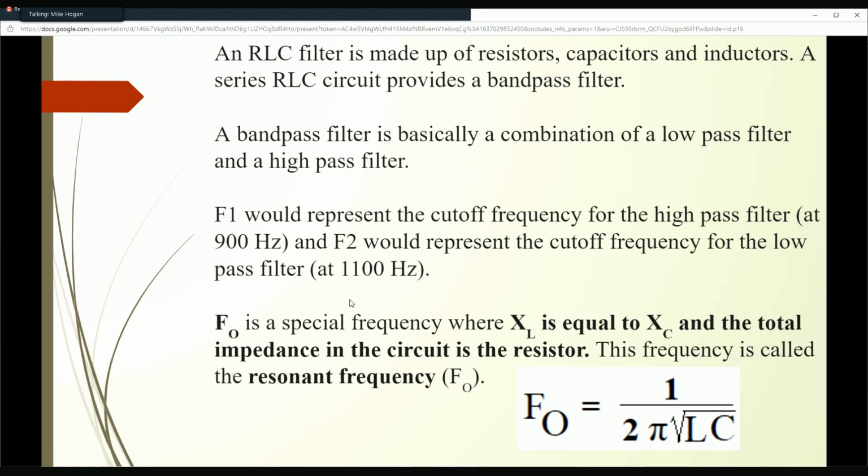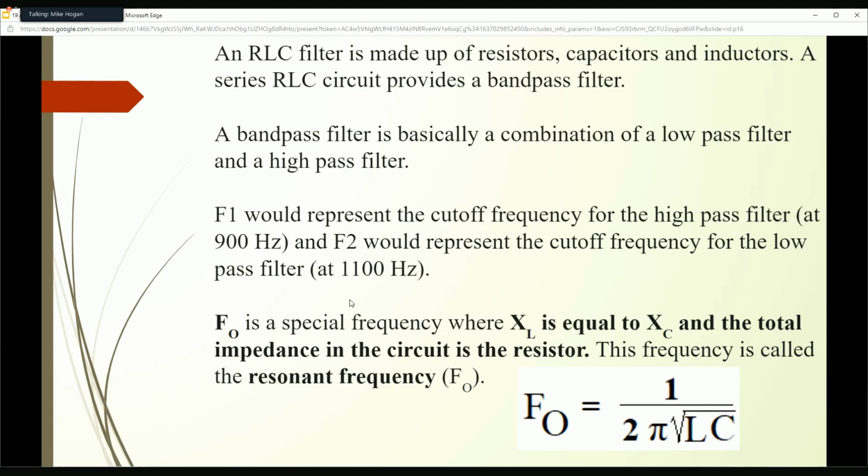All right, so what they're talking about here is if you wanted to combine resistors, inductors, and capacitors in a circuit, you certainly can do that to look at a filter, and specifically looking at this where X of L and X of C are equal, the total impedance of the circuit is the resistor.